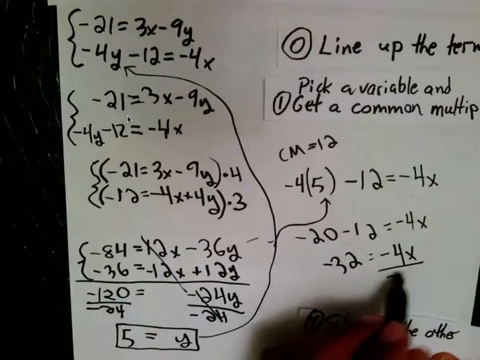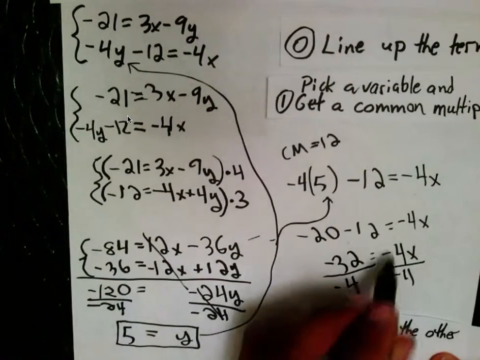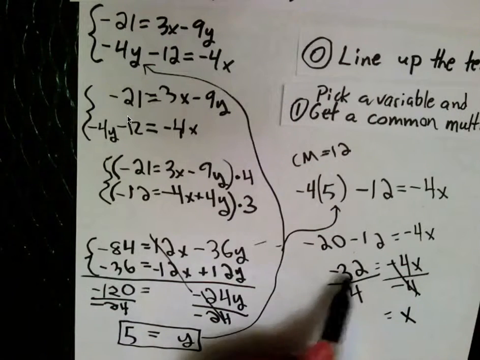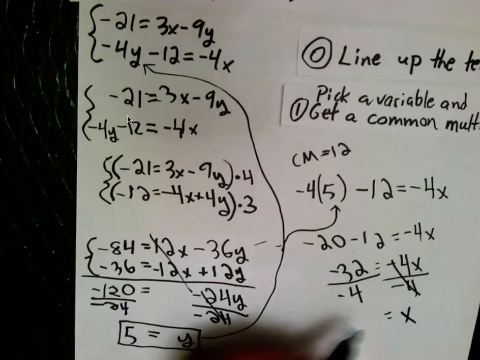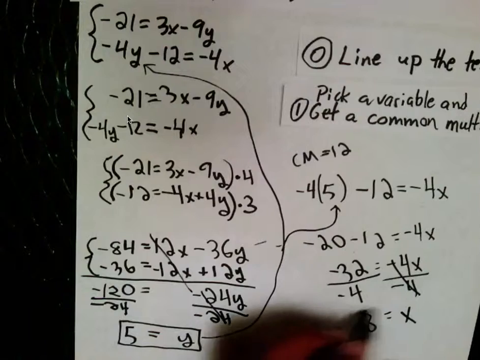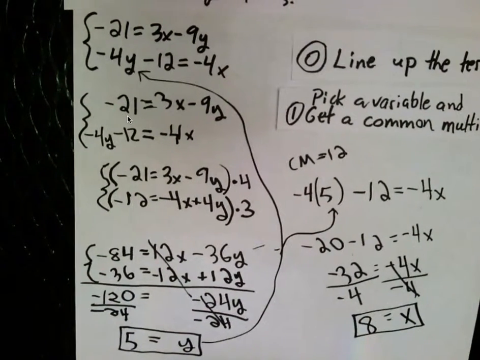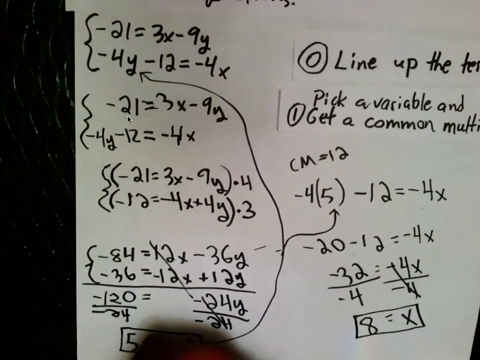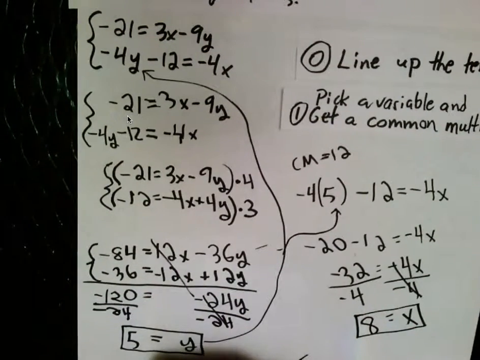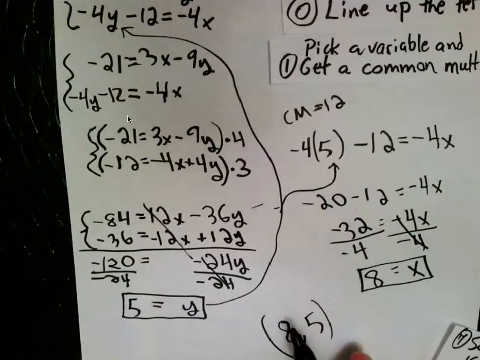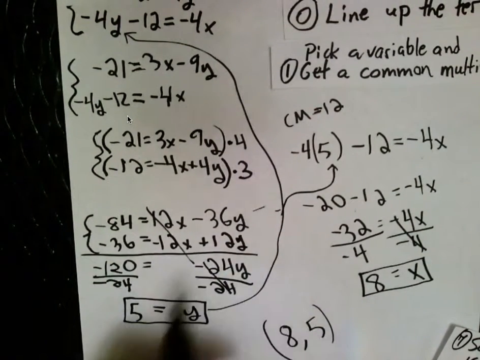Divide both sides by negative 4. And x equals negative 32 over negative 4, which is positive 8. X equals 8. So the solution to our system of linear equations is 8 and 5. And this is the point where our two lines intersect.